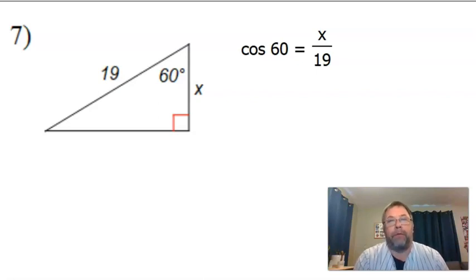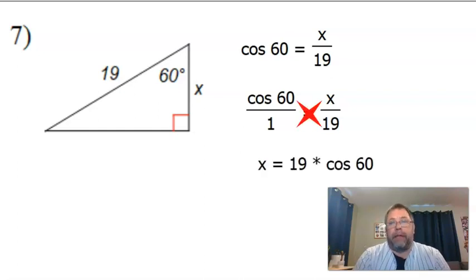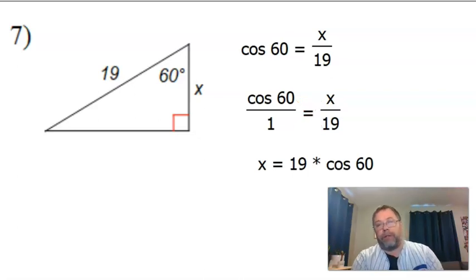Now you know what we need to do. Let's make a proportion out of it. So I just put over 1 for cosine of 60, and it makes a proportion. How do we solve any proportion? We cross multiply. And this gives me x equals 19 times cosine of 60. Now you might be wondering, Mr. Boyle, how come you didn't change cosine of 60 to the decimal? I just want to show you, you didn't have to do it at that point. You could do it right here now.